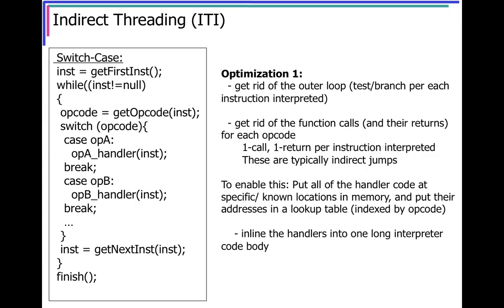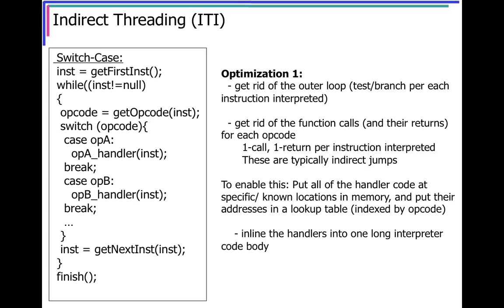That handler is going to be a function invocation to implement that instruction, that opcode. We're going to return back to the case from which we called that handler. We're going to then break out of the switch case. We're going to read the next instruction, and then we're going to loop around back to the while. As long as we have more instructions, we'll continue to loop. So the first thing we can do to make this faster is get rid of the outer branch.